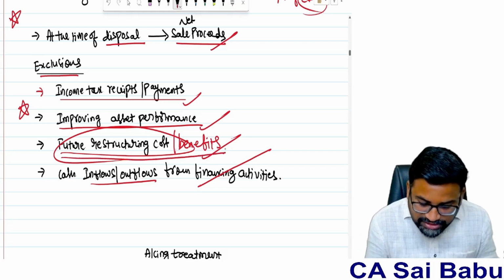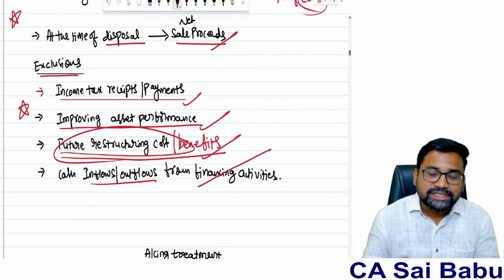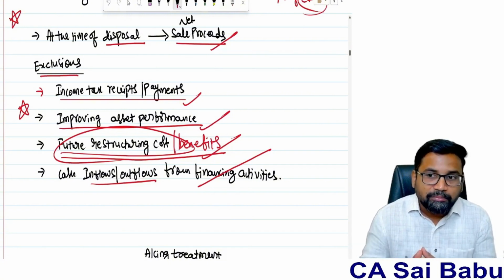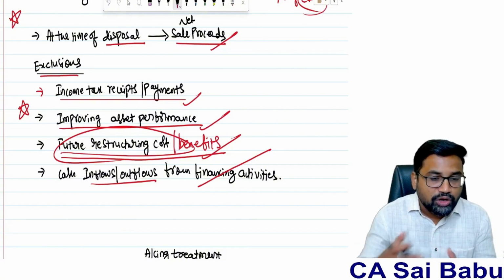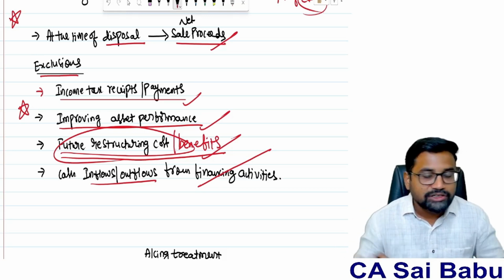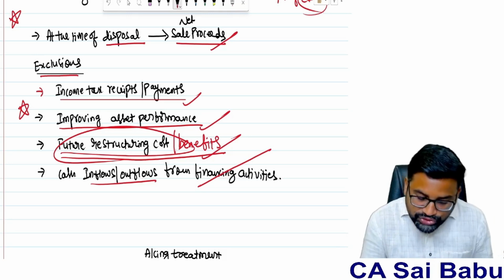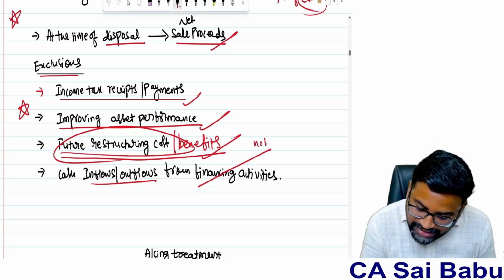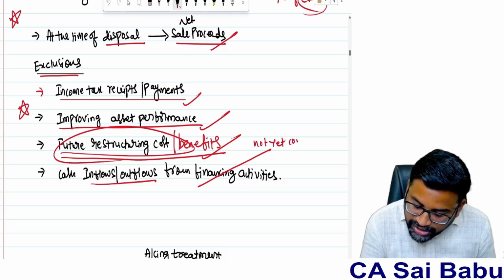Next, future restructuring cost or benefits. Suppose the asset in respect of which you are going to incur some cost to remove it, to dismantle it, but that cost you have not committed yet. So that cost also should not be considered. Future restructuring cost not yet committed. This is important here. Not yet committed.